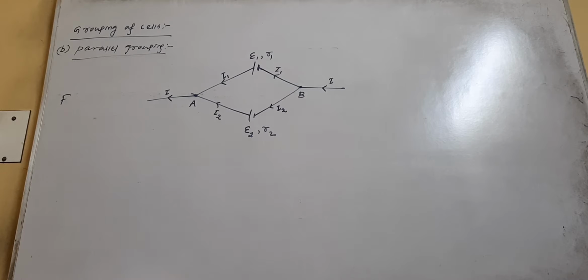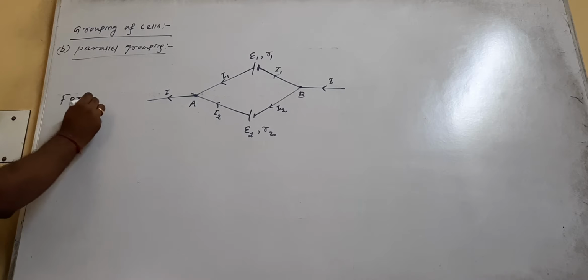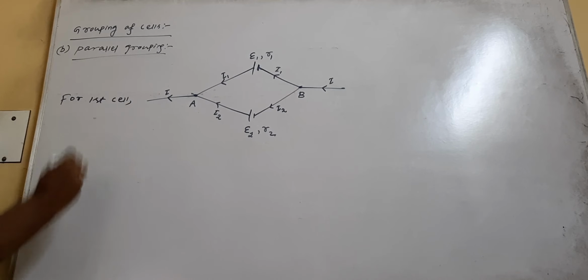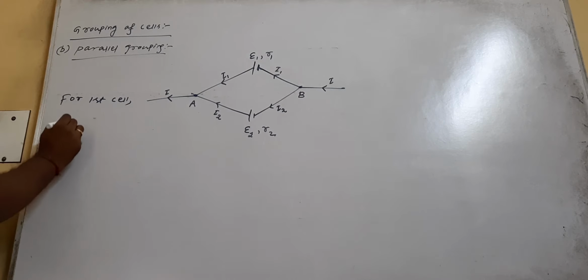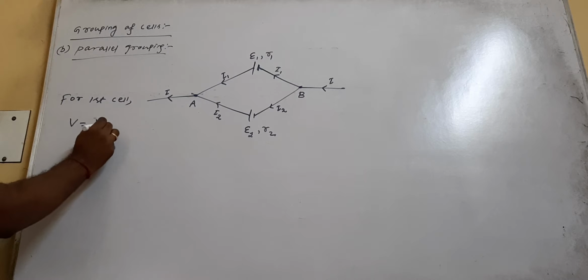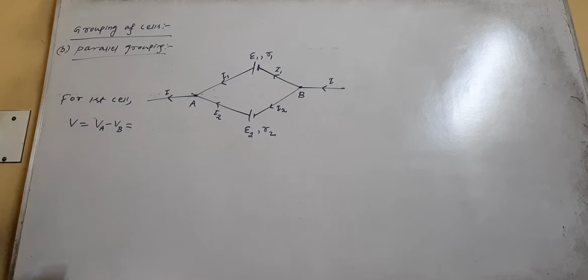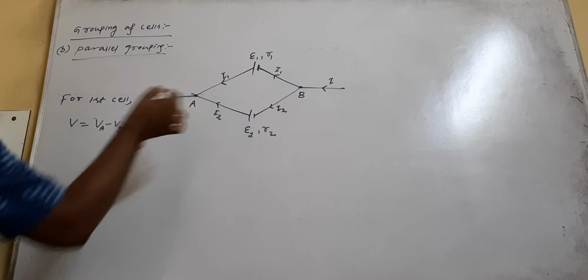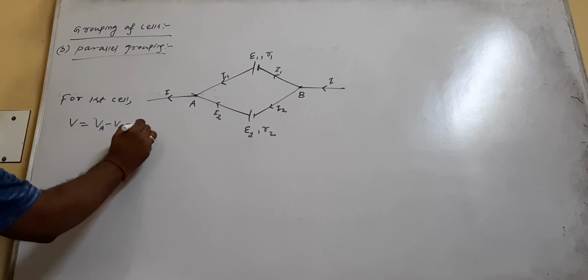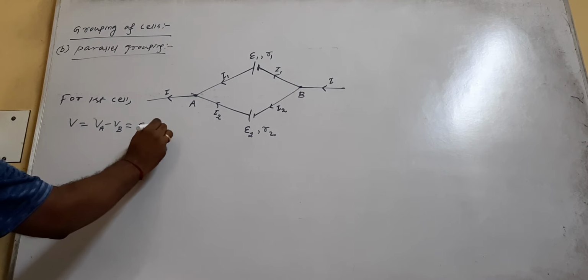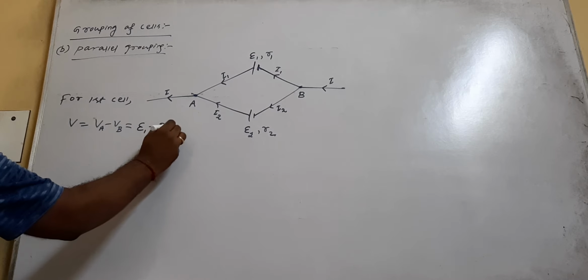So now for the first cell, that is VA minus VB, you apply the relationship between terminal potential difference and EMF. You know it is the discharging of the cells, so it is E1 minus I1 R1.